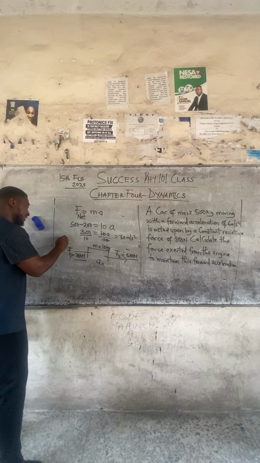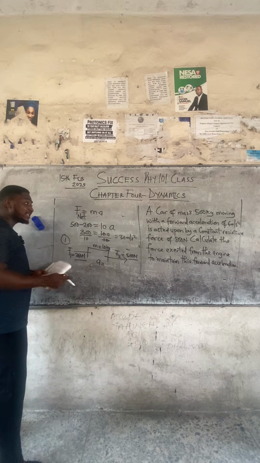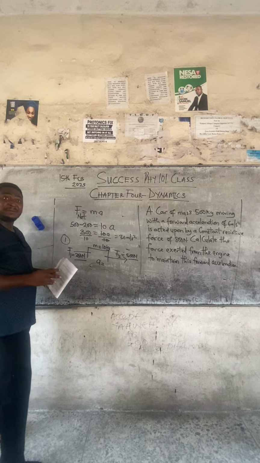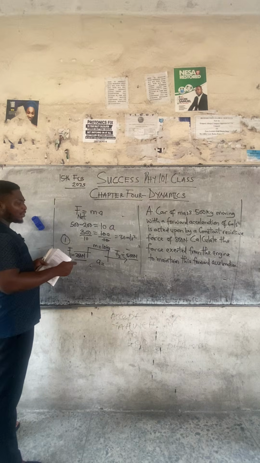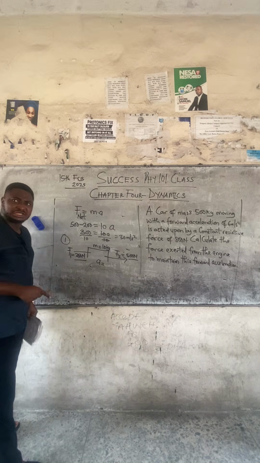Now, class, this is the first case scenario, when the forces are acting opposite to each other. Class, it doesn't mean that anytime you see two forces, you must subtract the lesser force from the bigger one. It depends on the condition of the two forces. We are subtracting here because these two forces are acting in opposite directions to each other.